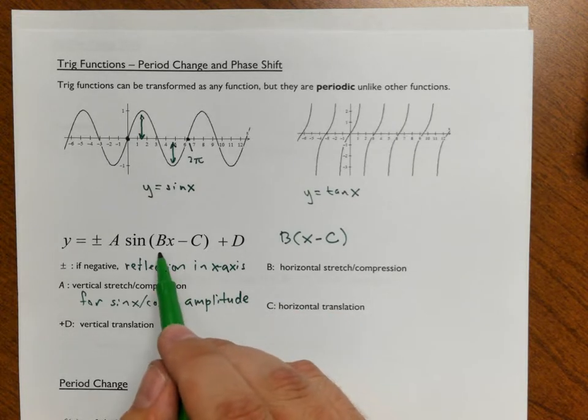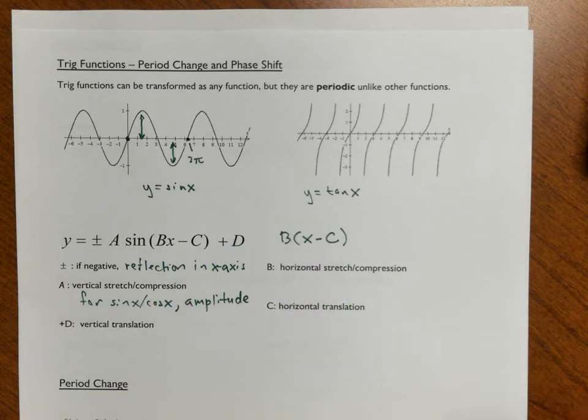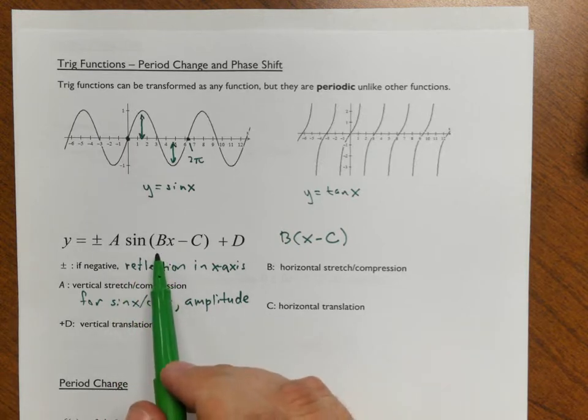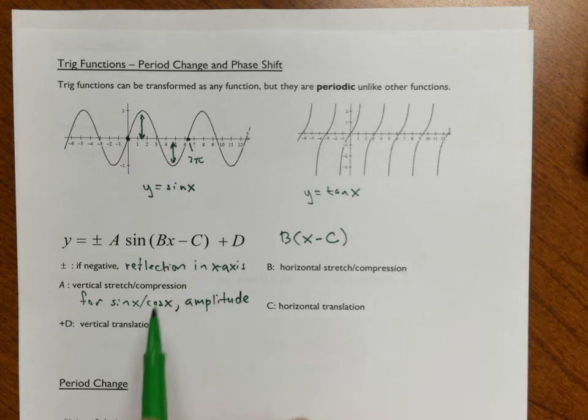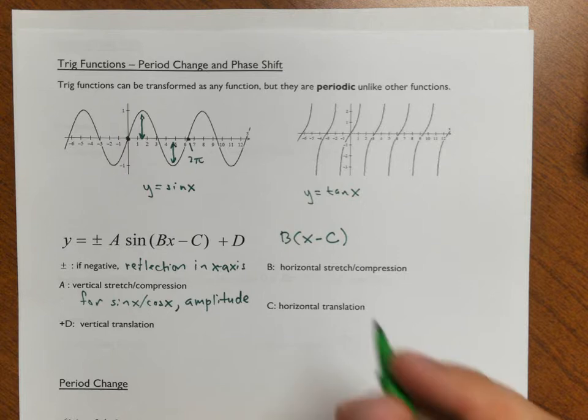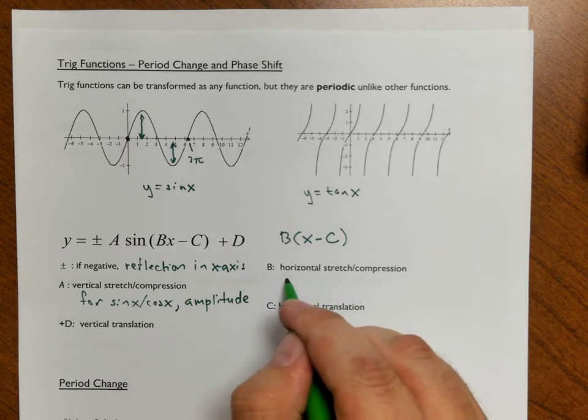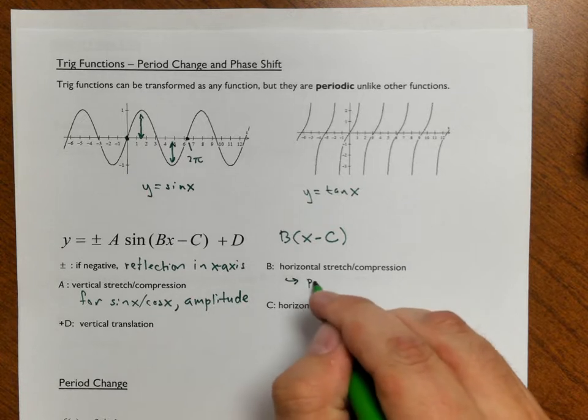Now let's look back to the inside. It may be written again as bx minus c or b times x minus c. These things will affect my x coordinates. B will give me a horizontal stretch or compression, and C will give me a horizontal translation. For anything periodic, a horizontal stretch or compression is going to lead to a period change.